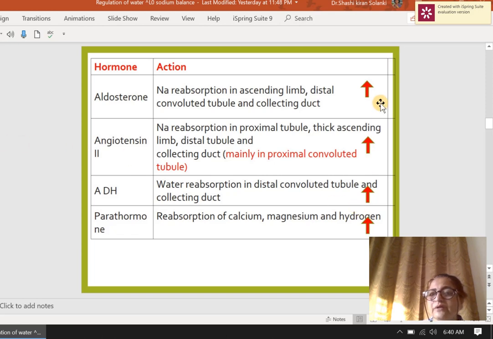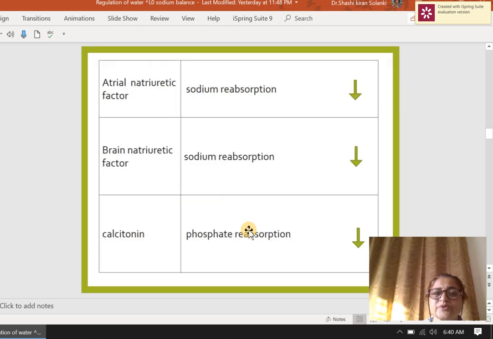I have shown these with arrows. All these hormones increase the rate of reabsorption. These three hormones, that is atrial natriuretic factor, brain natriuretic factor, and calcitonin, decrease the rate of reabsorption. If the amount is higher, then they decrease it. Sodium transport: sodium reabsorption is regulated by atrial natriuretic and brain natriuretic factors, whereas the reabsorption of phosphate is controlled by calcitonin.